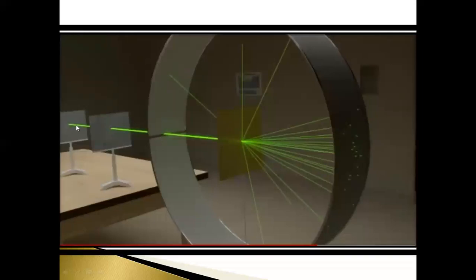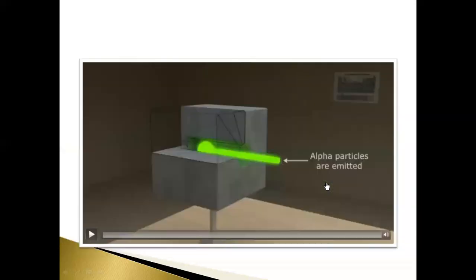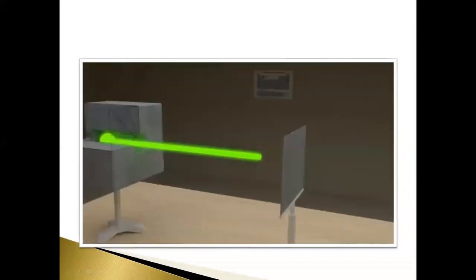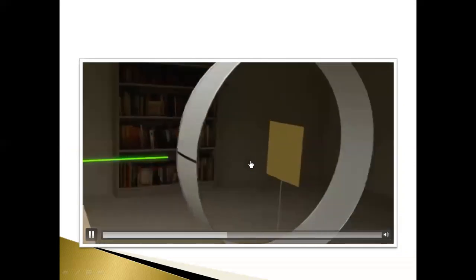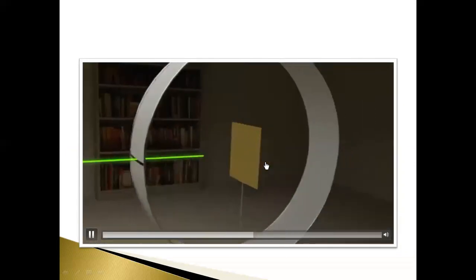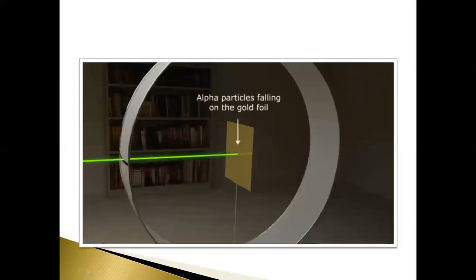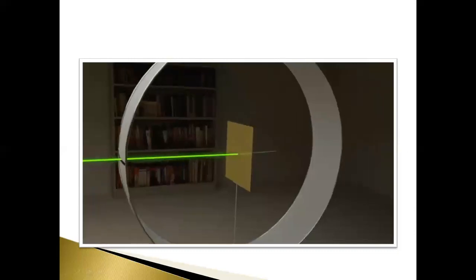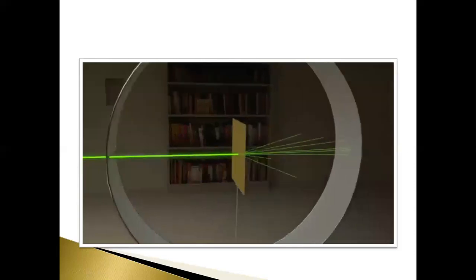From the source, the particles pass through the slit and then through the small opening on the screen, fall on the gold foil, and you can see the fluorescence on the screen. I have a small video, and this will help you to understand. You can see the particles come out from the source, pass through the two slits, then pass through the small opening of the screen, fall on the gold foil, and then after passing through the gold foil, you can see that most of the particles are passing straight or deflected at a very short angle.